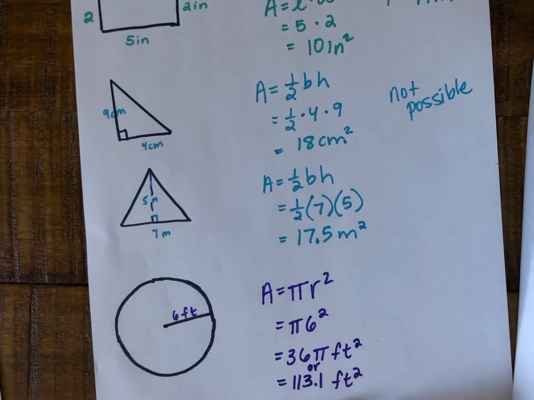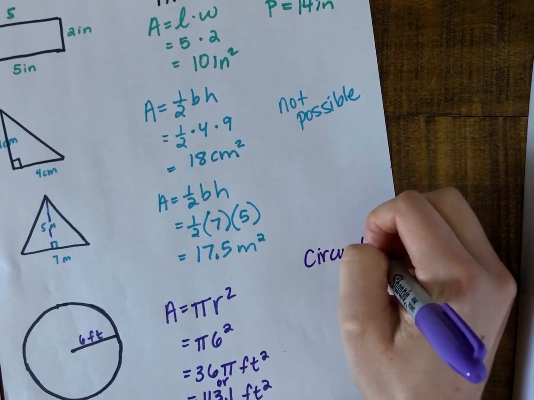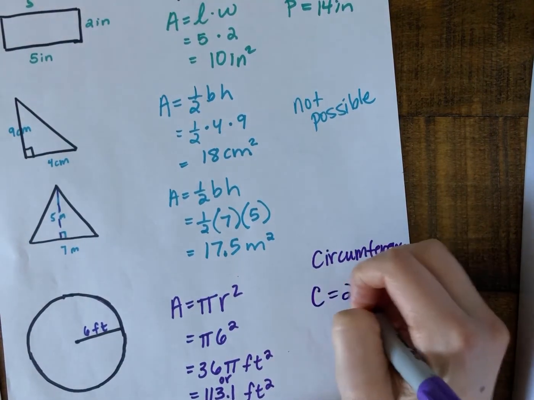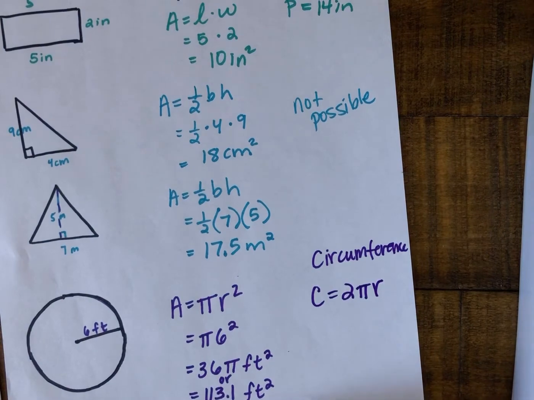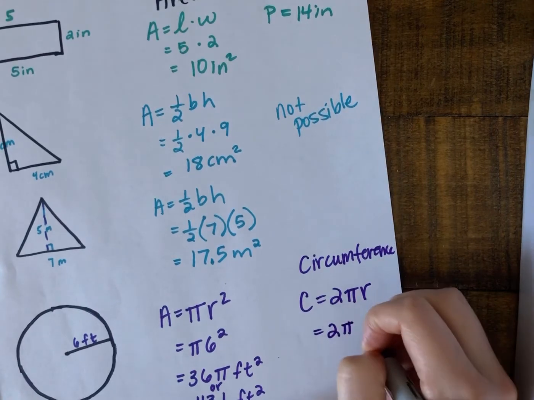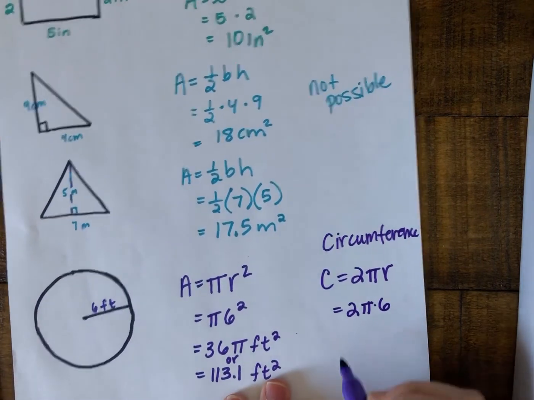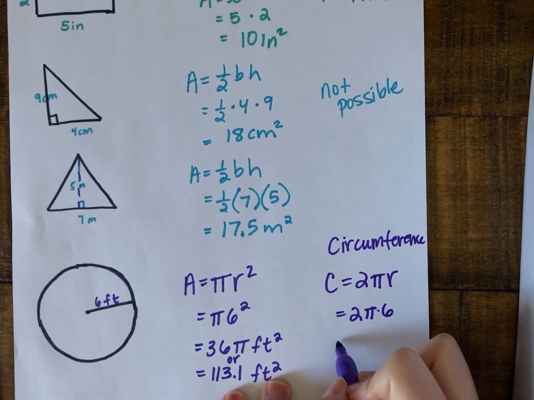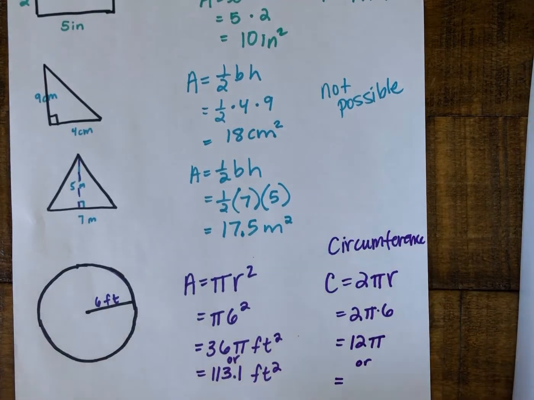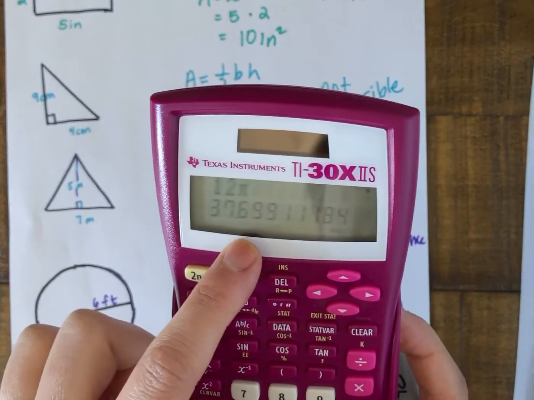For circles, we don't find perimeter, we find circumference. And that formula is C equals 2 pi r. And so again, I use my radius and fill it in. So I'm going to be finding 2 pi times 6. I could leave it as my exact answer of 12 pi. Or I could calculate 12 pi in my calculator and I get 37.7.